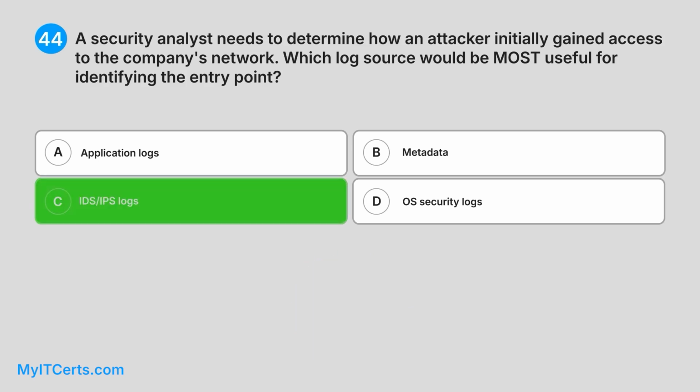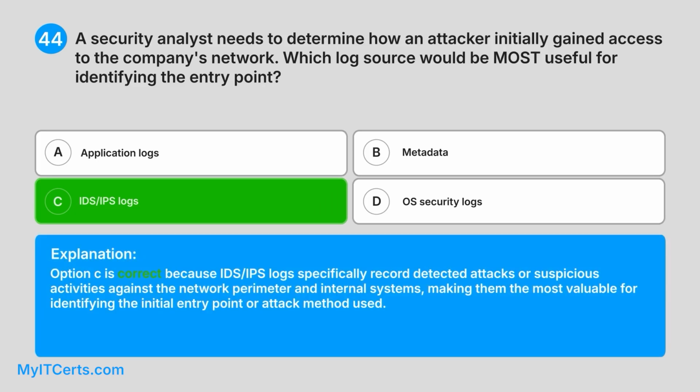Correct answer: C. IDS/IPS logs. Explanation: Option C is correct because IDS/IPS logs specifically record detected attacks or suspicious activities against the network perimeter and internal systems, making them the most valuable for identifying the initial entry point or attack method used.